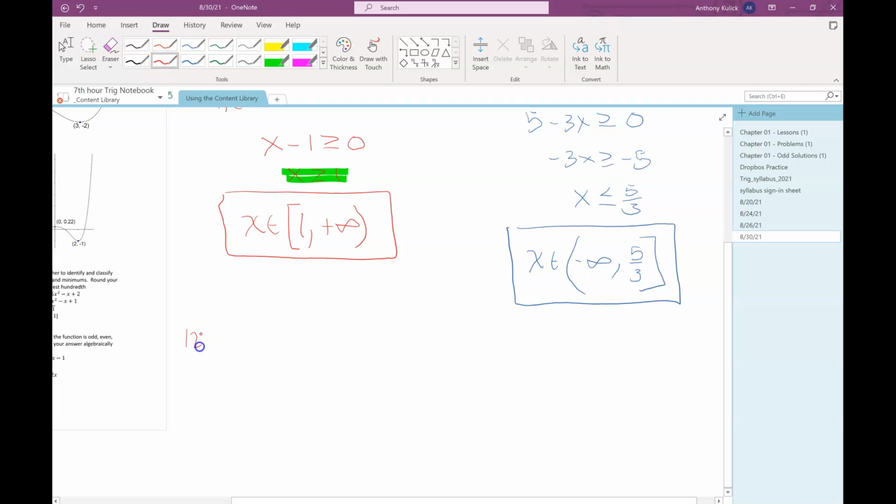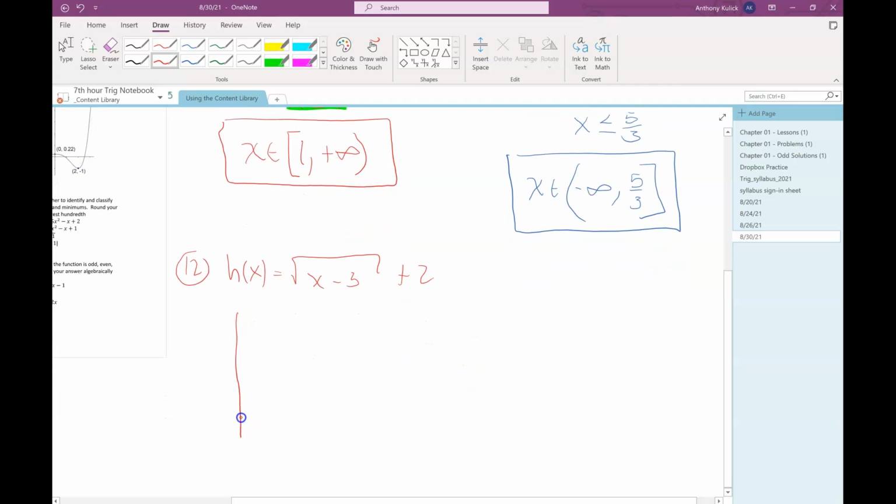So notice the directions on 12 don't ask you to do this algebraically. They just ask to find the range. So you can do this just by typing this into your calculator and looking at a picture.